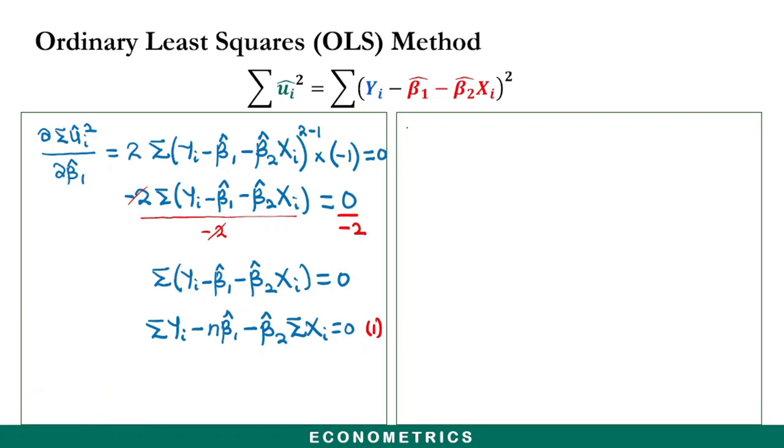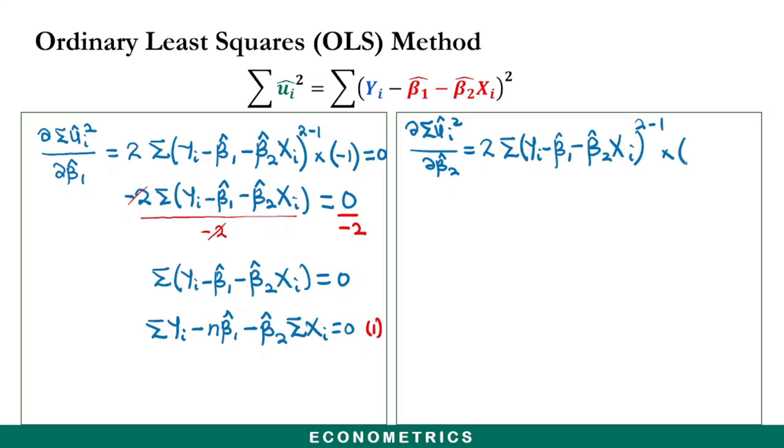Now we go ahead and differentiate the sum of squared residuals with respect to beta 2 hat. So we also differentiate the whole thing as before. Remember, this is a chain rule. So 2 would multiply the sum of yi minus beta 1 hat minus beta 2 hat xi, and then we subtract 1 from the power 2, and then we multiply by the derivative of what is inside the parentheses. So we are differentiating with respect to beta 2, and differentiating this beta 2, we end up getting minus xi.